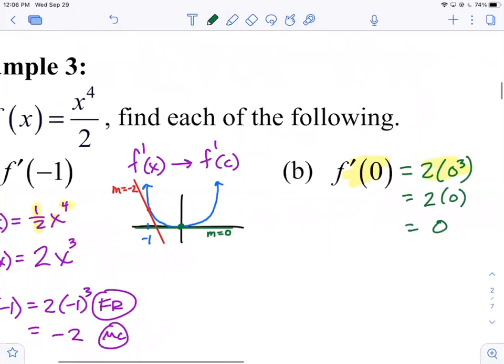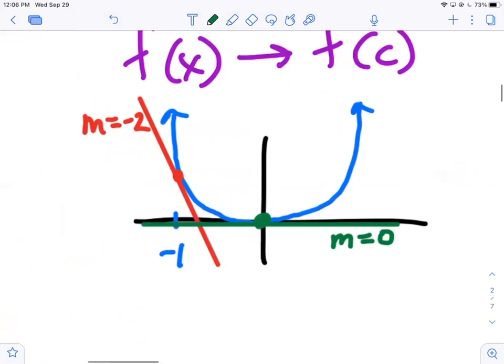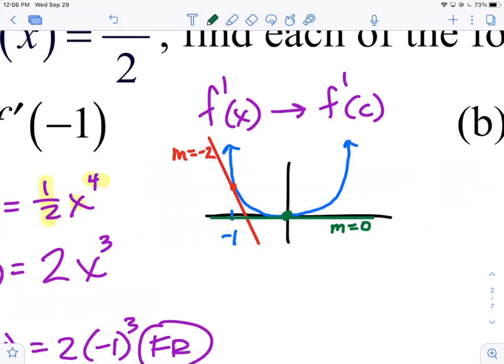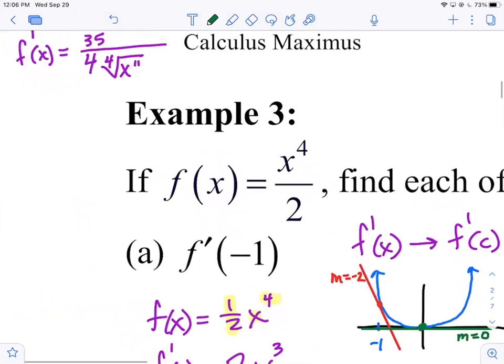Now, what you're going to see in the future is, instead of just trying to plug in random values of x and see where the derivative is 0, one of the powerful applications of calculus is finding the x values where the slope is 0, because those are possibly vertices, or in general, local maxes and local mins. So in the future, we're going to be setting the derivative equal to 0 and solving.